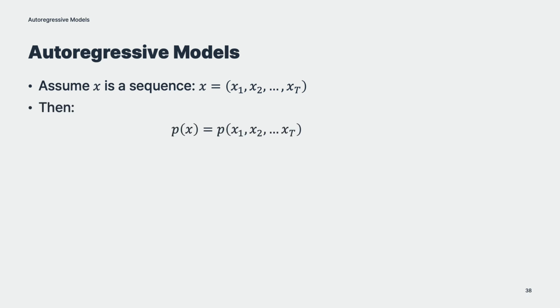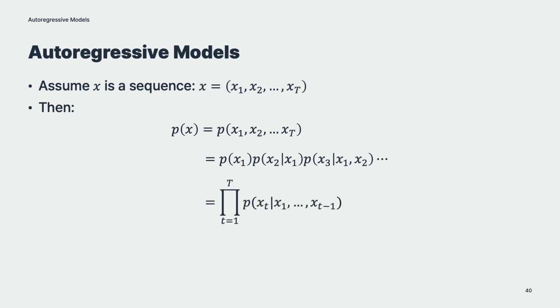Then p of x can be thought of as the joint probability of the sequence of x1 to x capital T. By applying the chain rule of probability, we can decompose this into a product of conditional probabilities, with the initial term p of x1. More formally, we write it as this product.